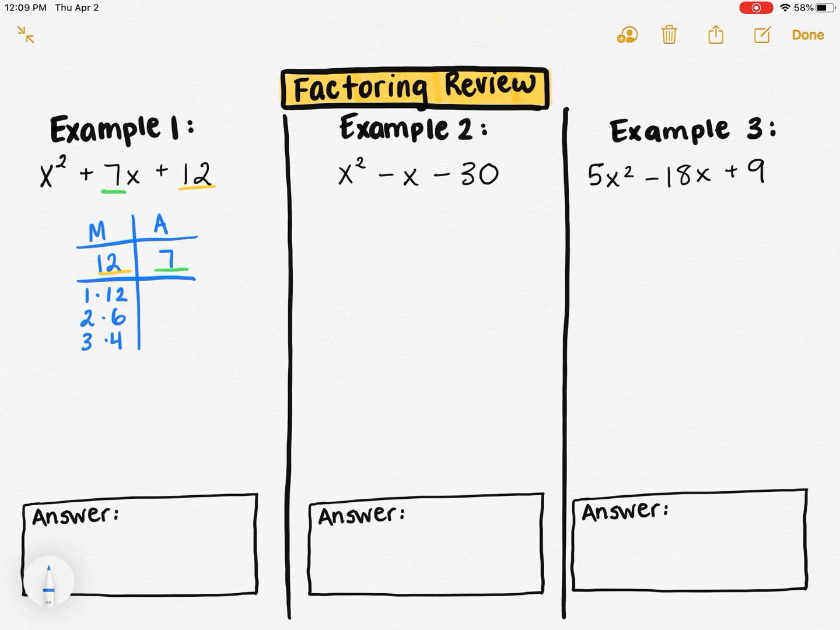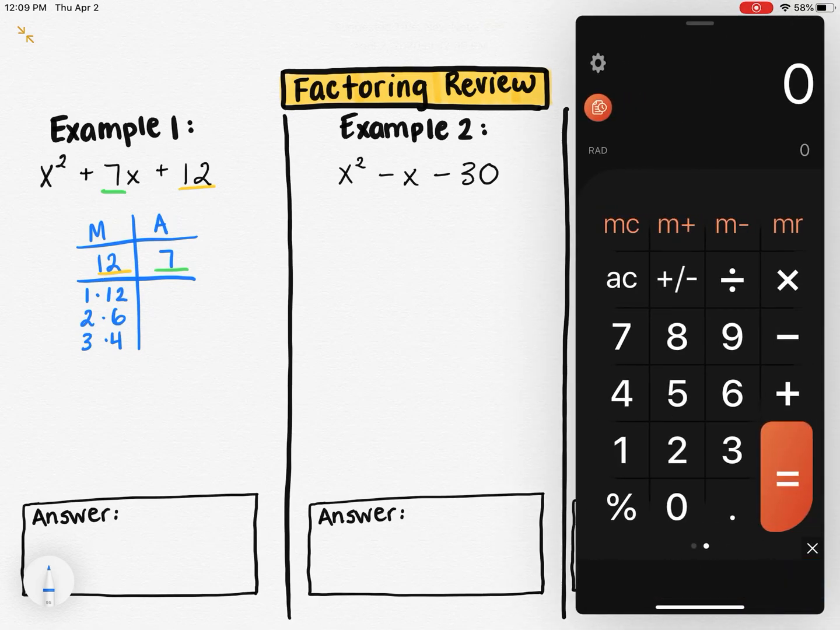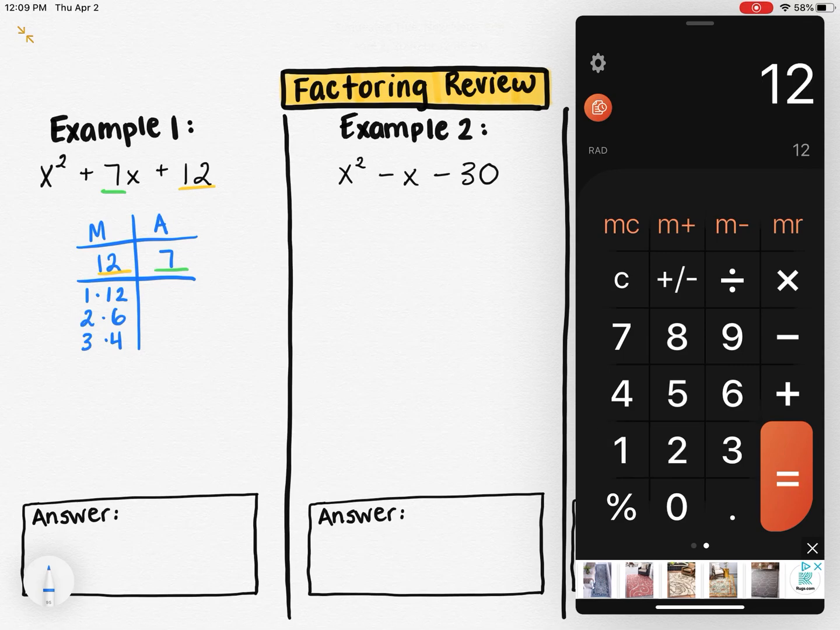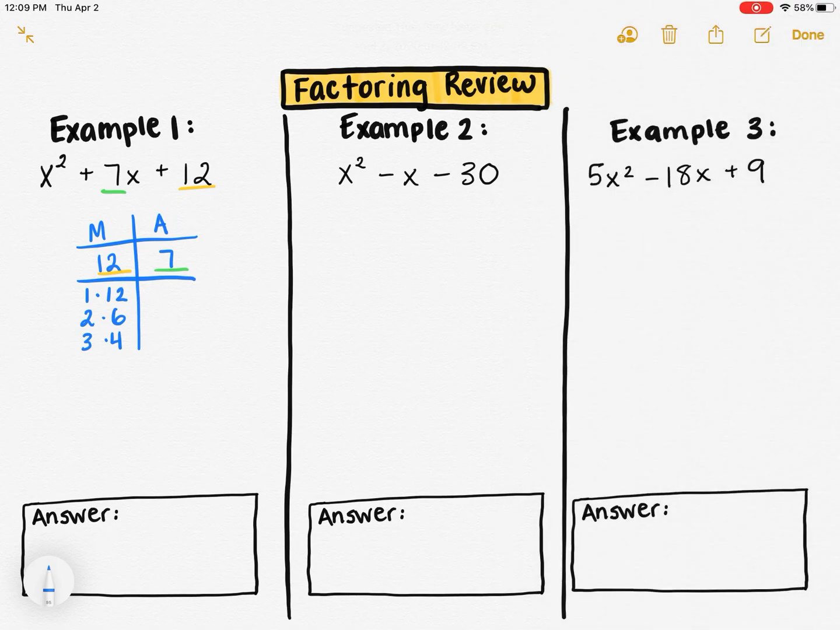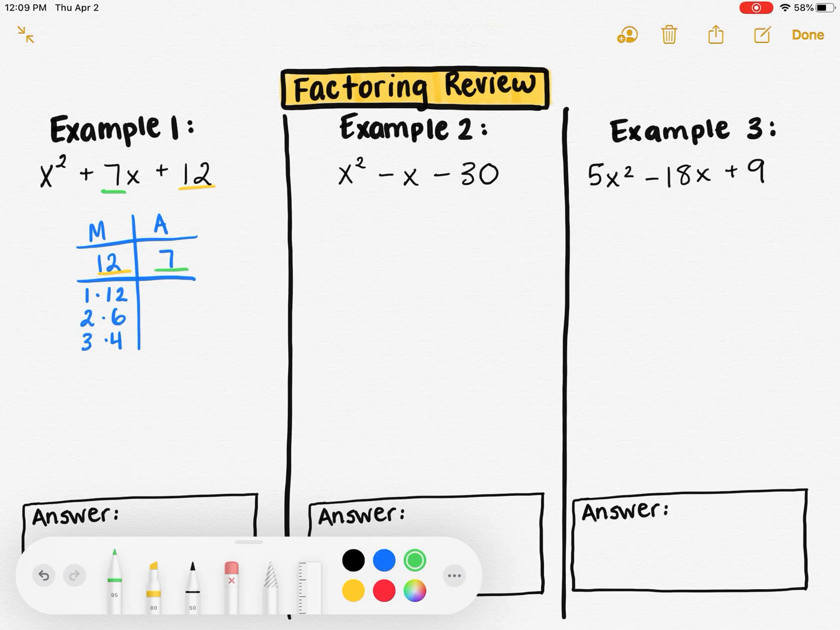And if you want, you can always use a calculator to double check or figure out each of the factors. So I can always do 12 divided by 2, and then I'll see that the answer is 6, so that's how you get 2 times 6. And then you can check 12 divided by 3, and you get 4, so that's how you get 3 times 4. So if you need a calculator for that, that's fine. If not, great. So now I need to pick which of these factors adds to 7.